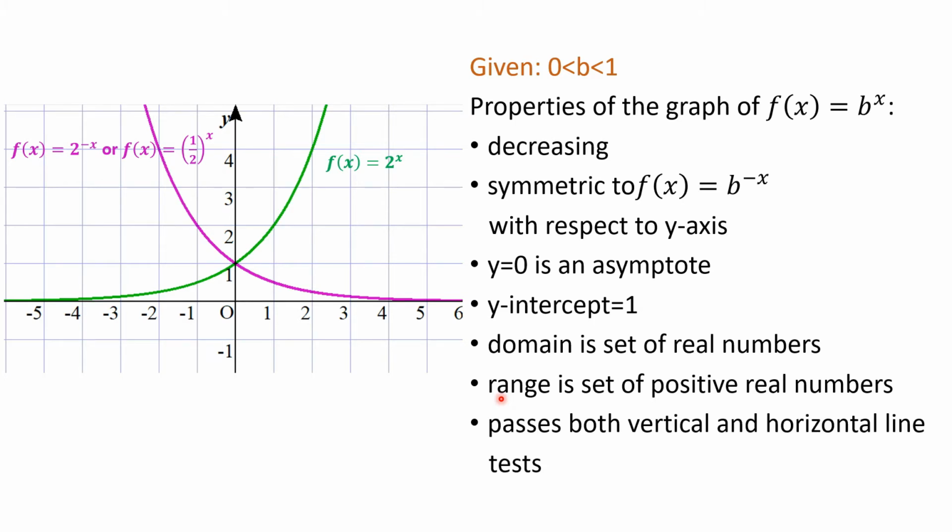And it passes both the vertical and horizontal line tests. Considering each of the graphs, when you draw a horizontal line or a vertical line on any part of the graph, each of these lines will intersect the graph of an exponential function at one point only.